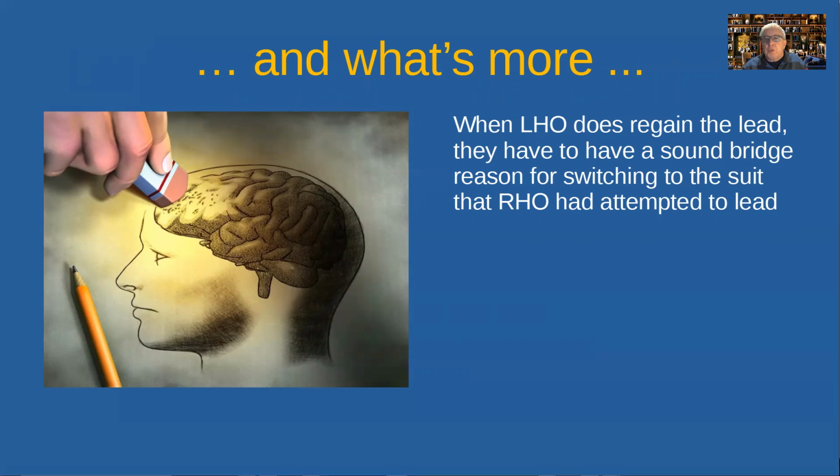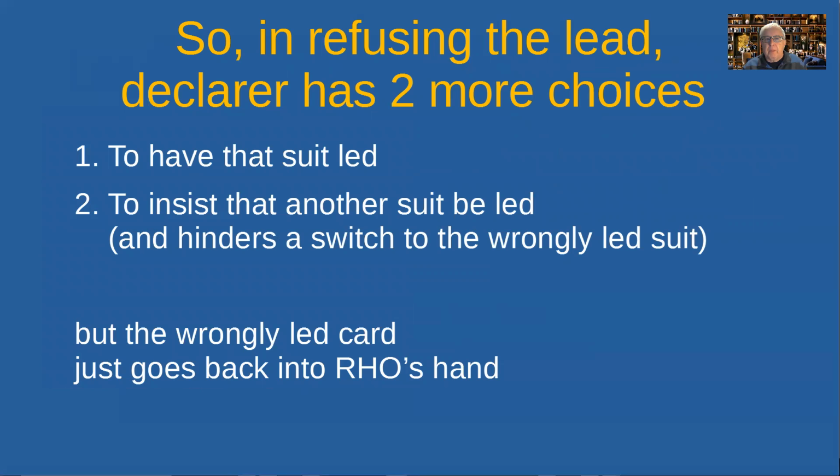So we started off with 2 choices that the declarer had if they accepted the lead, and we've now got 2 choices if they don't accept the lead. They can either insist that the suit's led, or they can insist that another suit be led. And we've had ways of hindering a switch back to that wrongly led suit. But the quid pro quo for that is that the original card that was wrongly led just goes back into the person's hand, and there's no more worries about that. So far, we've got 4 choices that the director's got, and we're not finished. There's a 5th one to come as well.